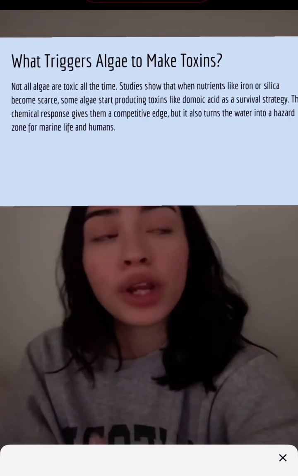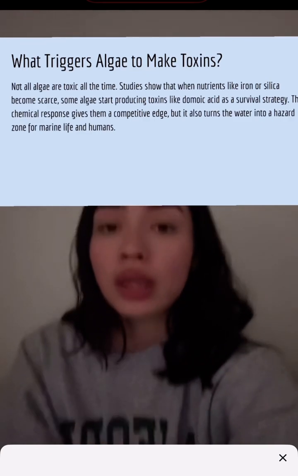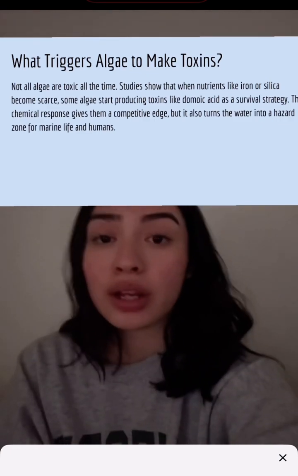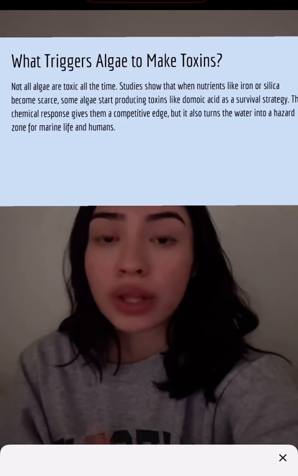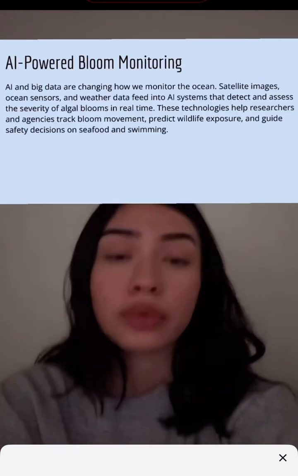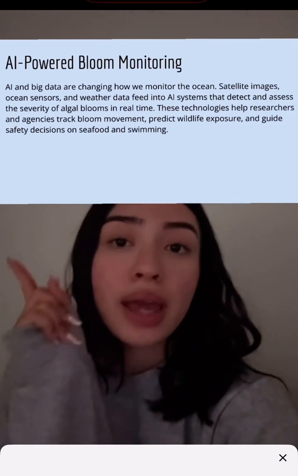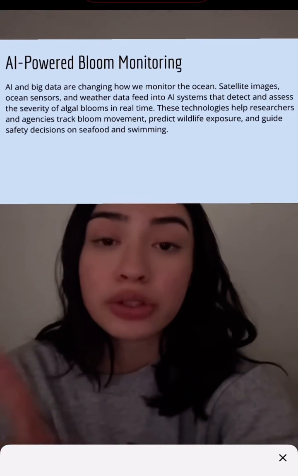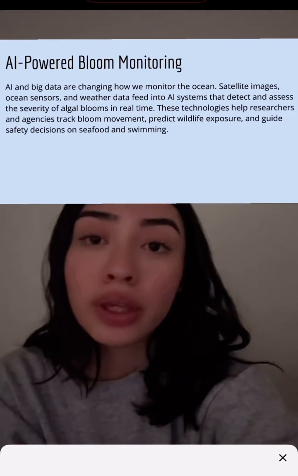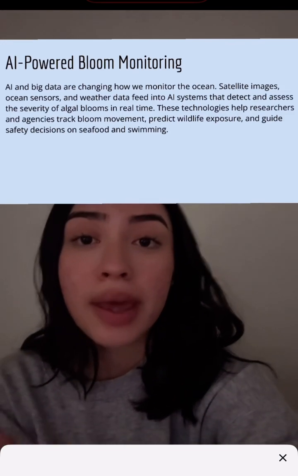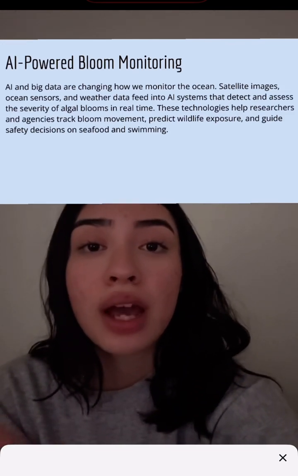Before it wasn't as harmful, but recently, as of this year, it's showing way more harmful than in prior years. So last but not least, AI-powered bloom monitoring. This is very, very new. AI and big data are changing how we monitor the oceans.